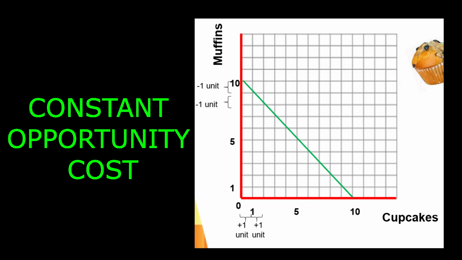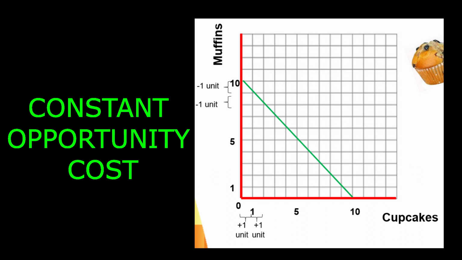So moving now towards this graph, you can see that instead of being concave, it is a straight line. So what does a straight line PPF demonstrate? In general, a straight line PPF will demonstrate constant opportunity cost. If you see from the graph here, it means that if I increase production of one muffin, I will lose the production of one cupcake. If I increase the production of one cupcake, I will lose the production of one muffin. So you can see that the opportunity cost is constant.